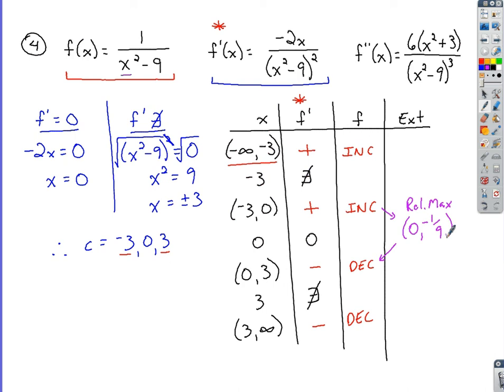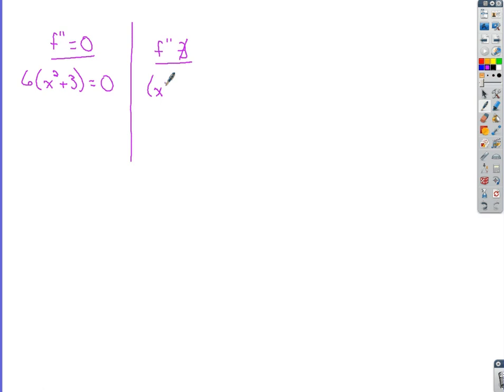So moving on from here, we do the same kind of thing with our second derivative. You take your second derivative, explore where that second derivative equals 0. Explore where it does not exist. As far as where it would equal 0, numerator was 6 times the quantity x squared plus 3. We set that equal to 0. Denominator is x squared minus 9 as a quantity cubed. We set that equal to 0 for the does not exist stuff.